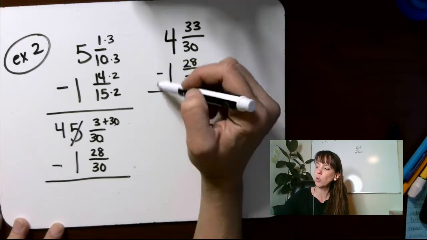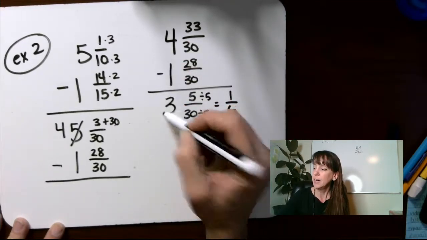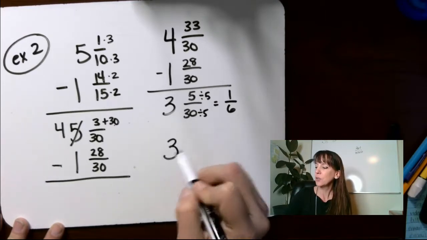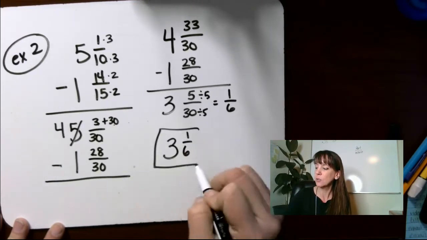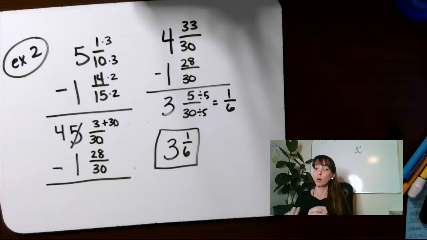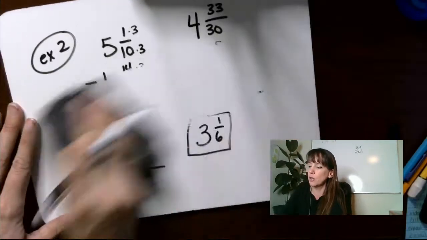Now let's not forget about our whole numbers here. 4 minus 1 is 3. So our final answer is 3 and 1/6. Guys, I need to see all of that work, okay? All of that work needs to be shown on your page.